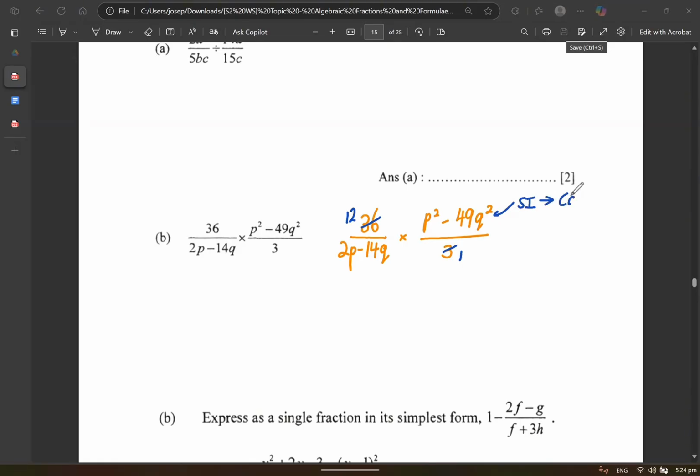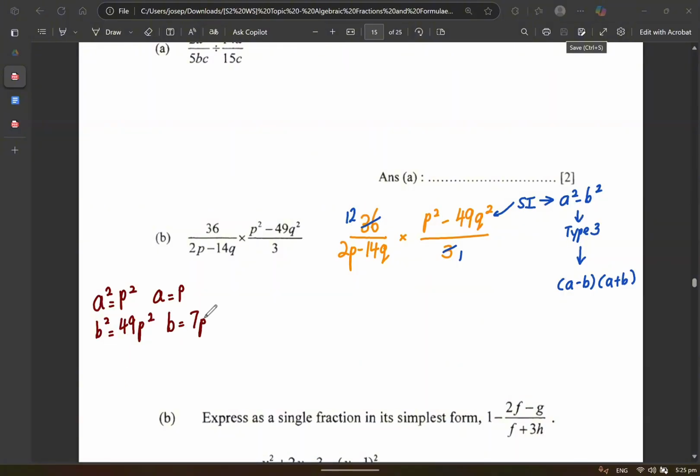This is basically, oh, sorry. This is basically Type 3. A squared minus B squared. We call this type 3. And since we know this is type 3, we are going to write A minus B, A plus B. Make sense? Okay. Now, from here itself, you can see A squared is actually equals to how much? P squared. True? B squared is actually equals to how much? 49Q squared. All right. So my A becomes P. Okay, sorry. Usually I write up and down, not left and right. 7Q. Make sense? Okay.